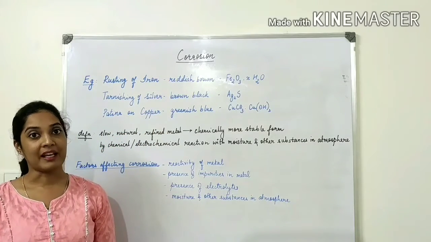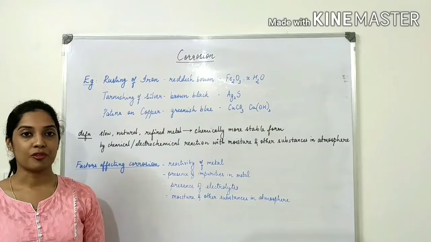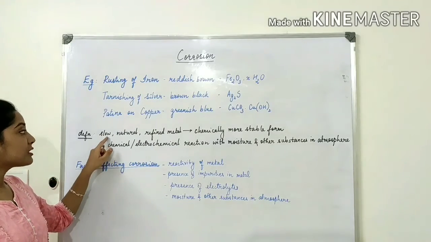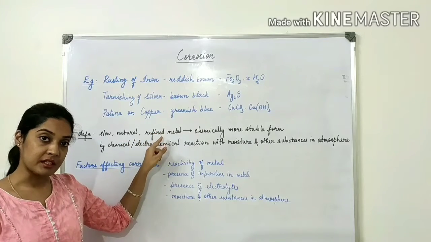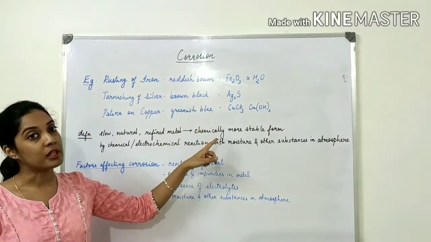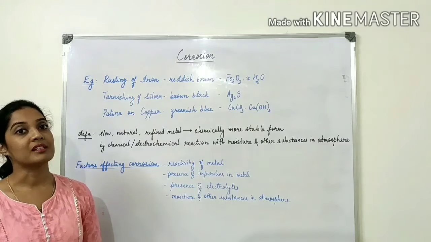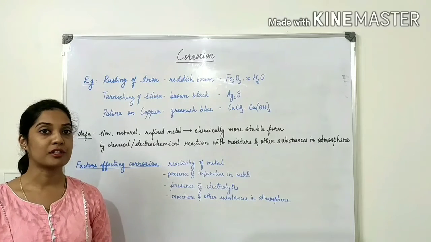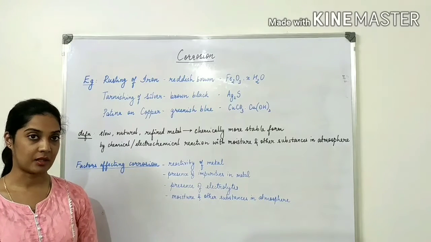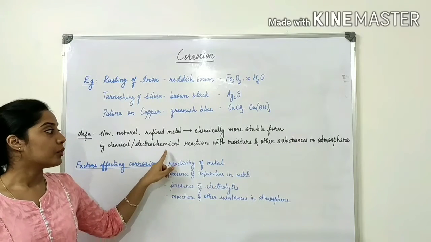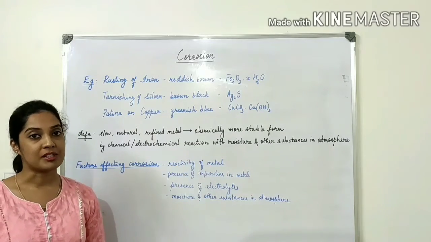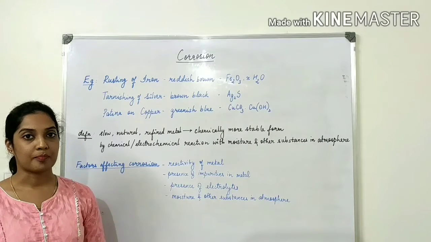Let us now try and define the process of corrosion. It is a slow and natural process in which a refined metal is converted into a more chemically stable form such as oxide, hydroxide, sulfide, etc. by chemical or electrochemical reaction with moisture and other substances in the atmosphere.